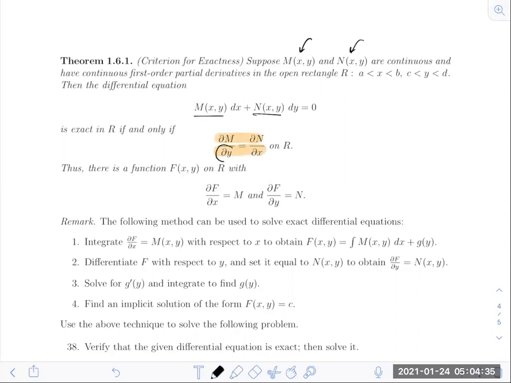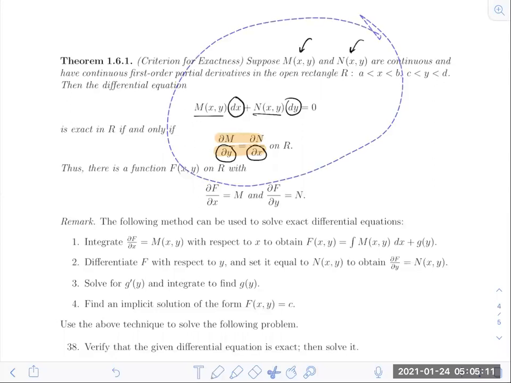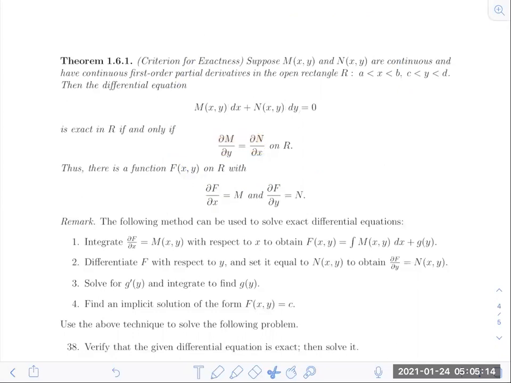Now I want to bring something to your attention here. Notice that the partial that we're taking on M is opposite of the differential that is attached to M in the dE. So M is attached to dx, and we want to take its partial with respect to y. Same for N: we want to take its partial with respect to x, since it is attached to the dy differential. So just keep that in mind. If you're able to conclude that these two partial derivatives are equal on your rectangle, then that implies that the differential equation is exact.